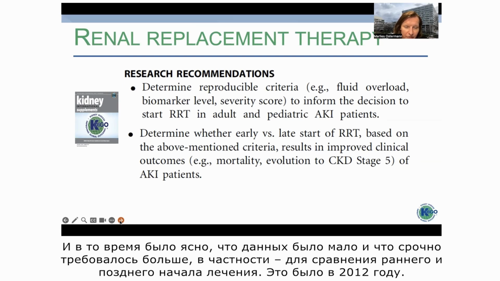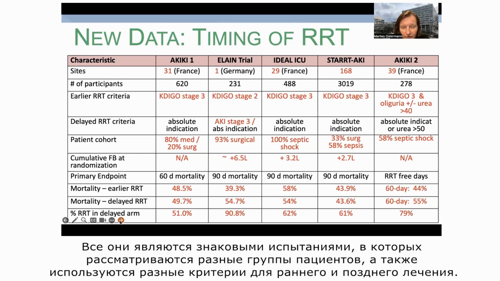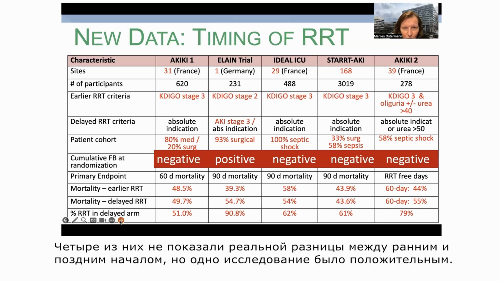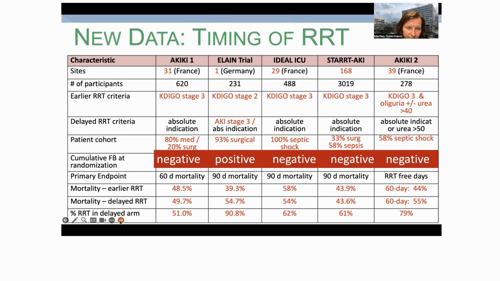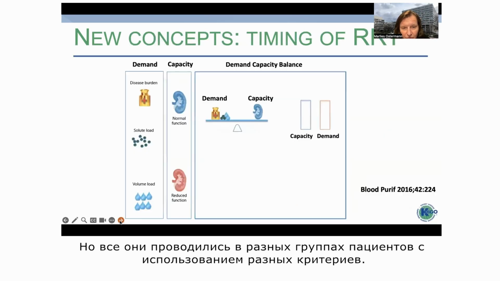This was in 2012. Now, since then, we've had several landmark trials, and I show you the 5 key trials here, comparing early versus late initiation of renal replacement therapy. They're all landmark trials looking at different patient populations and also using different criteria for early versus late. 4 of these trials showed no real difference between early versus late initiation, but 1 trial was positive. But as I've already mentioned, they were all conducted in different patient populations using different criteria.